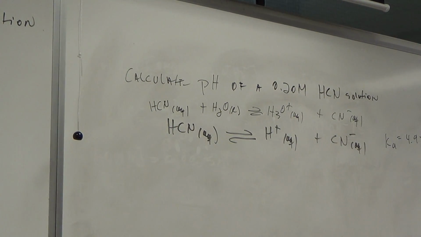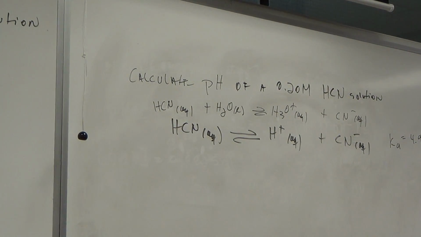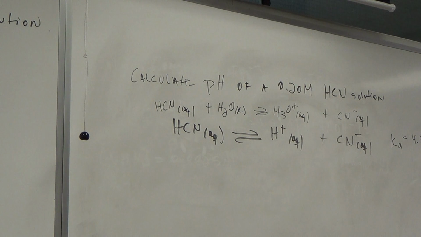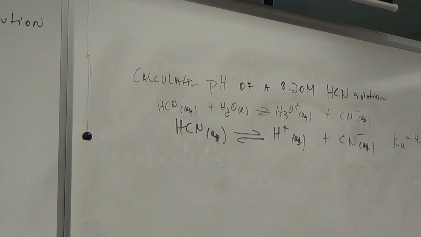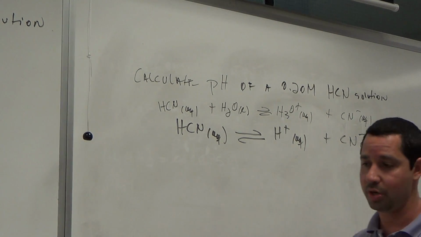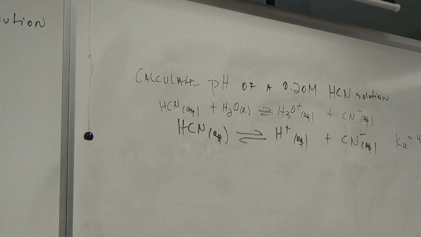But this does not completely ionize. So in order for you to find the pH of a weak acid solution, you have to build an ice chart. Write it down. In order to find the pH or equilibrium concentrations of a weak acid, build an ice chart.